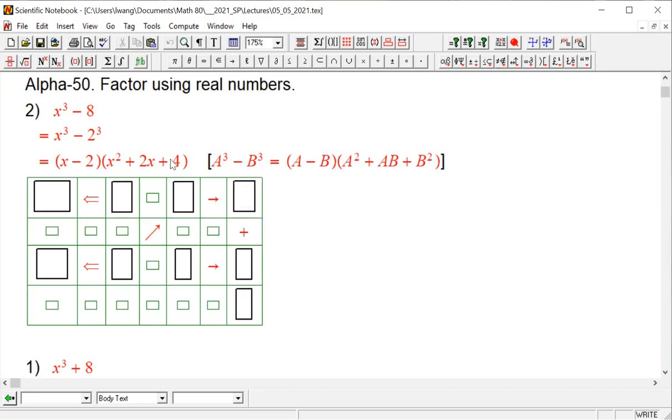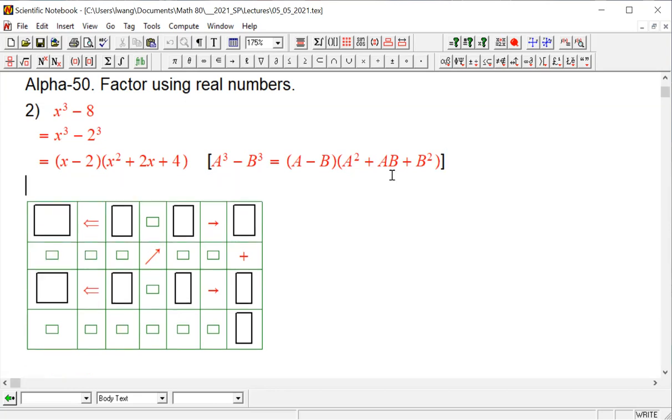If you try to factor this guy, right? You try to factor, you can use any way you want. You really can use any way you want.